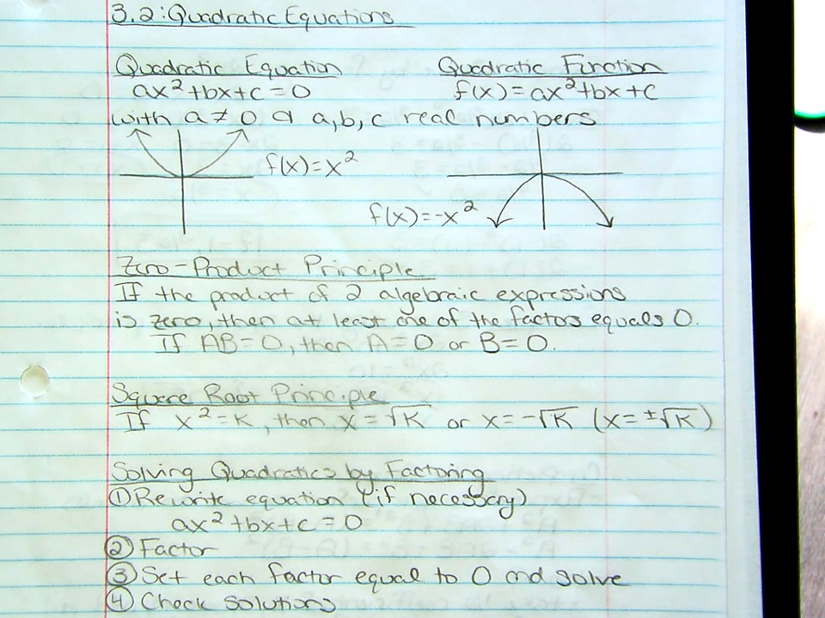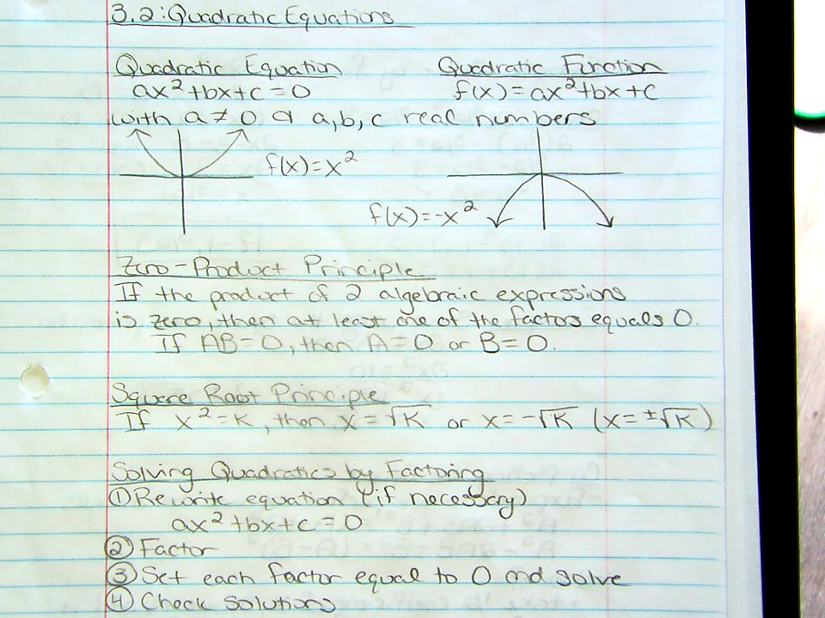And so we're going to learn a lot of different methods today on how to solve these quadratic equations. With that x squared, it's not just as simple as doing our addition and multiplication property and moving things over. We have to have some other tools. One of those tools is known as our zero product principle.